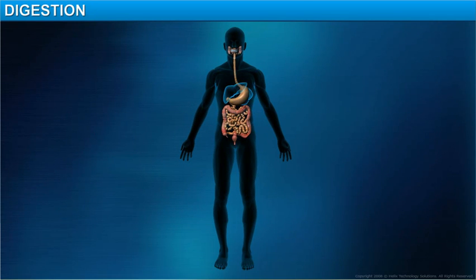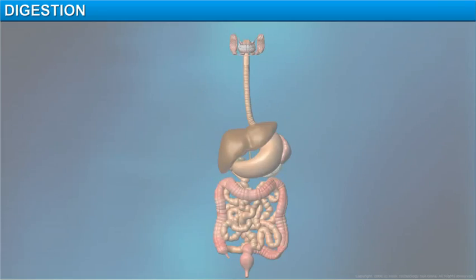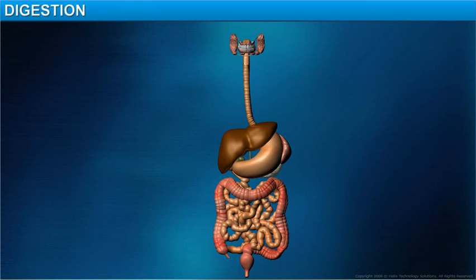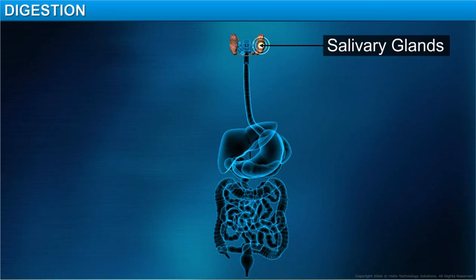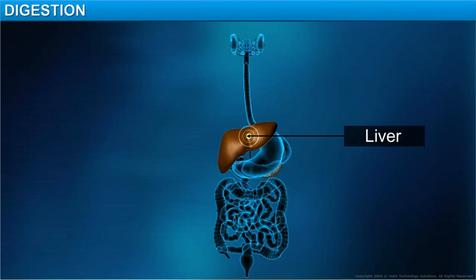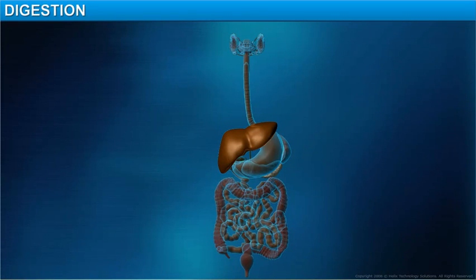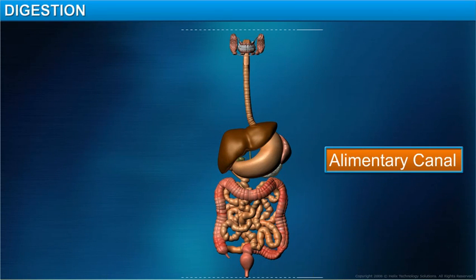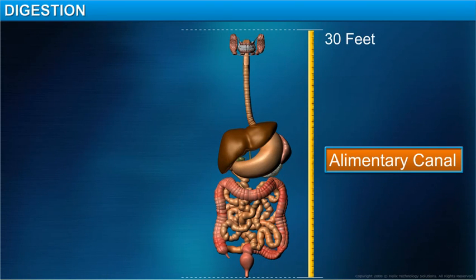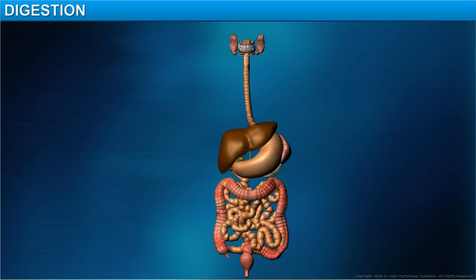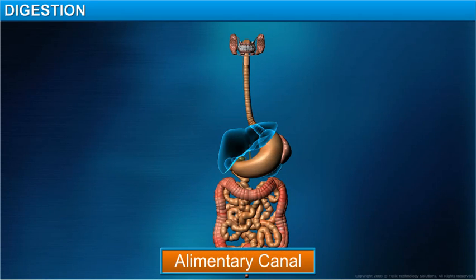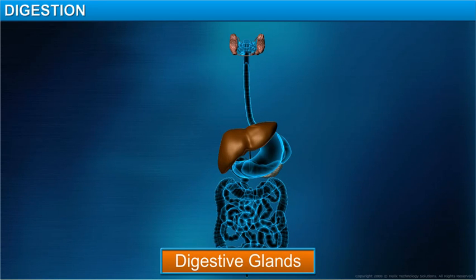The digestive system is made of the alimentary canal that starts from the mouth and ends at the anus, and includes digestive glands such as the salivary glands, liver, and pancreas. The alimentary canal is about 30 feet long in adult human beings. The digestive system is divided into the alimentary canal and digestive glands.